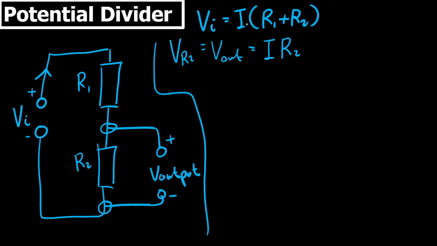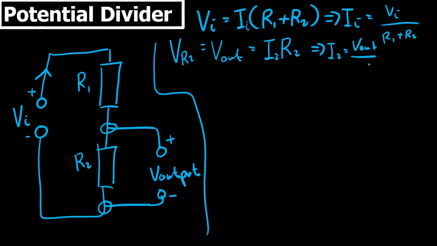I'm just going to call this I, and then this is I2. If we rearrange those two equations so that we have current as a function, I equals V in over (R1 plus R2), and the second one gives you I2 equals V out over R2. We have to ask the question, are these two the same? Well, they are, because the pair of resistors are in series. So we can equate those two.